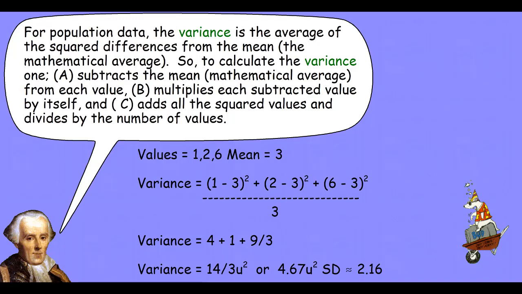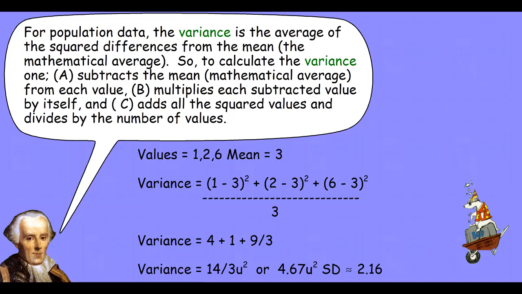That gives us 1 minus 3, negative 2, squared, which is 4. 2 minus 3, negative 1 squared, which is 1. And 6 minus 3, 3 squared, which is 9. And that will give us 14 divided by 3 units squared.